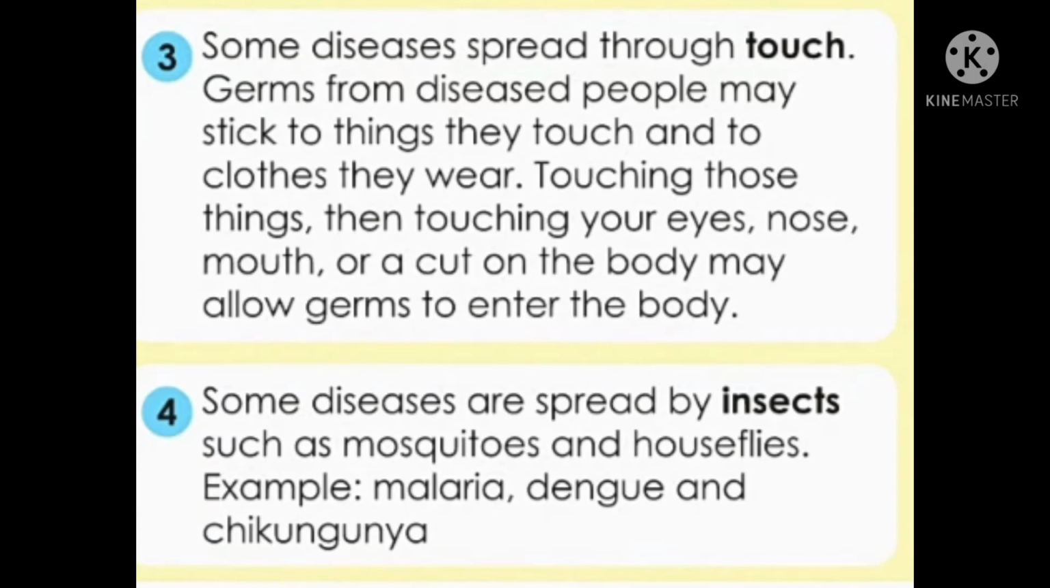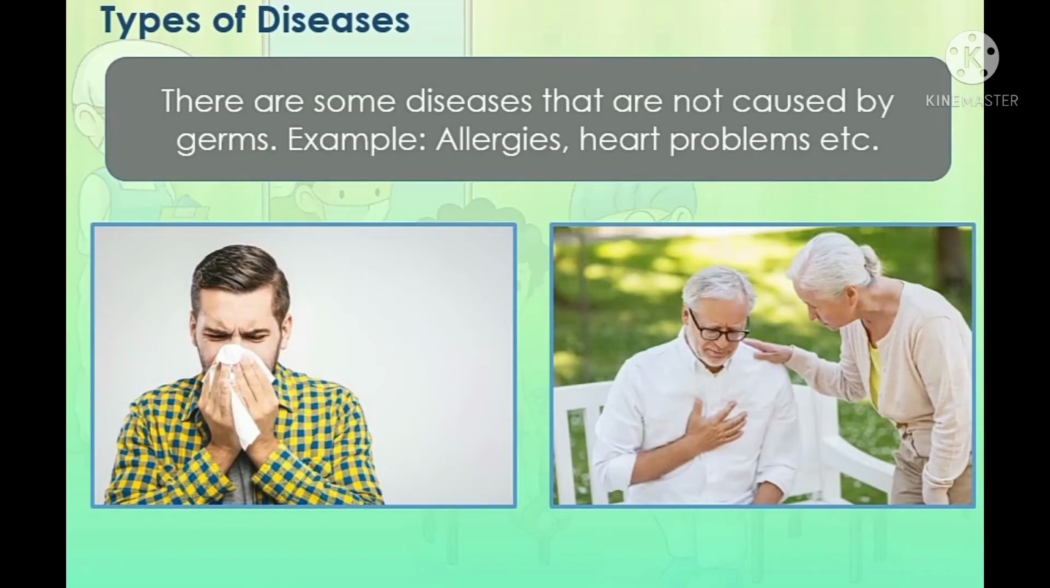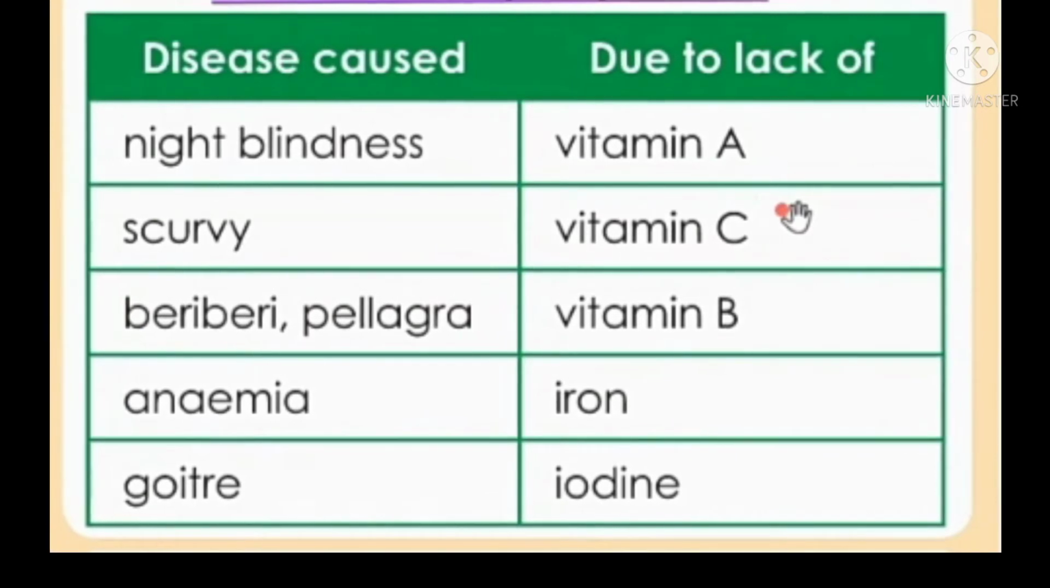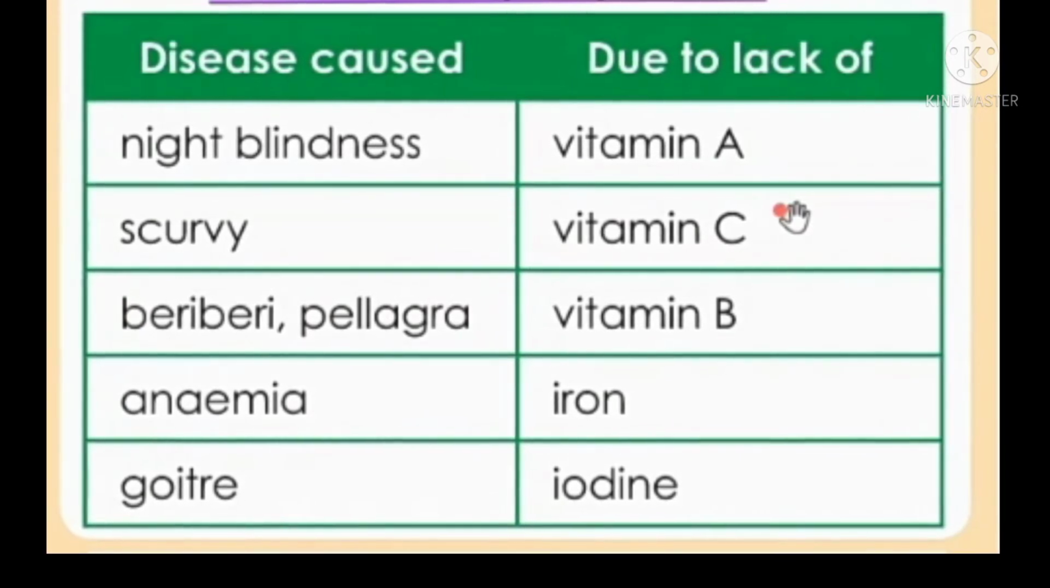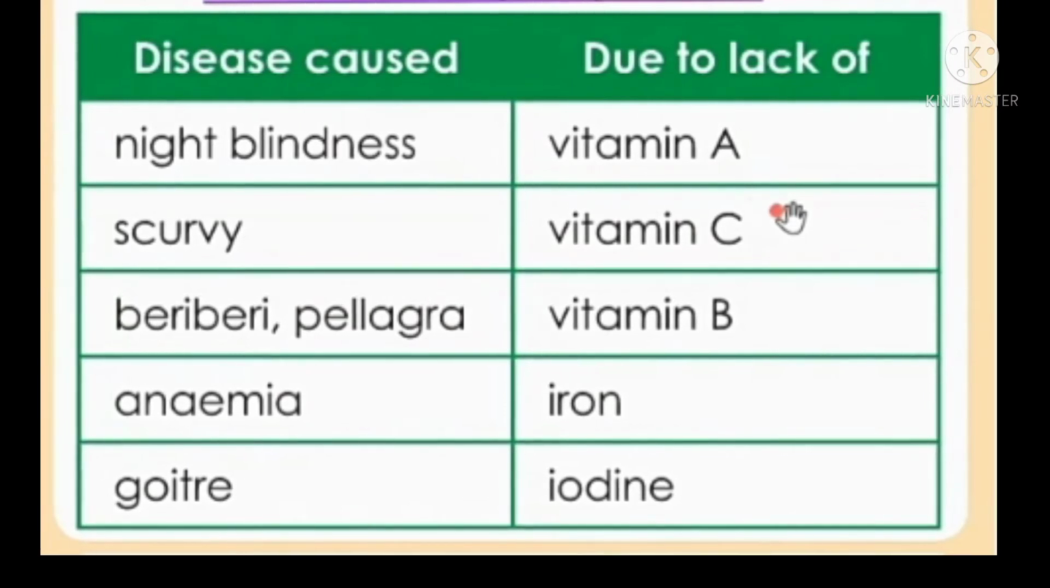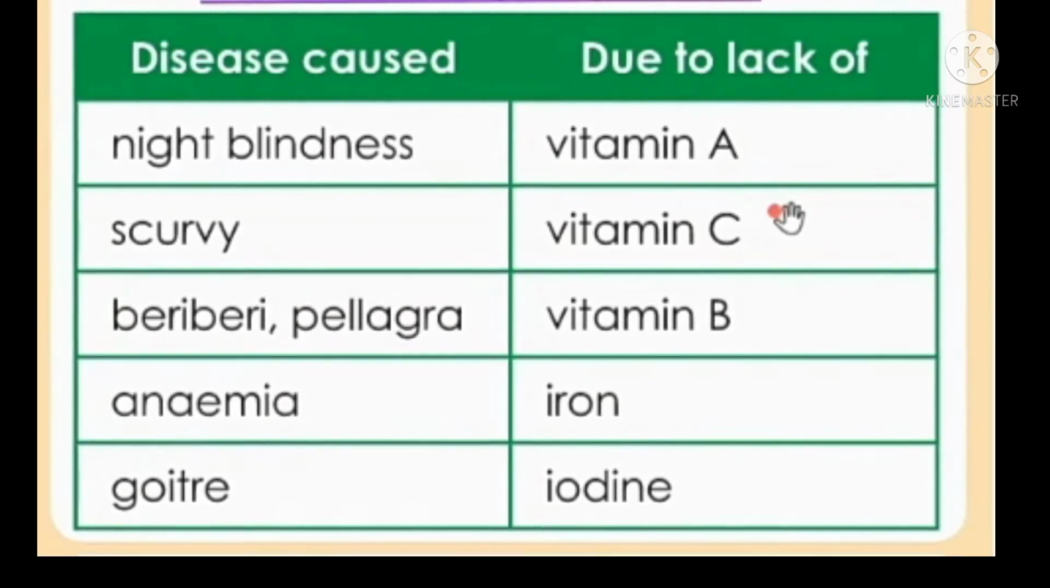Okay. Next, we can see about the diseases that are not caused by germs, children. These diseases do not spread from one person to another, children. Examples are allergies and heart problems. These diseases are caused due to lack of nutrients like vitamins, minerals and proteins, children. If our body does not get all these nutrients through food, we become ill.